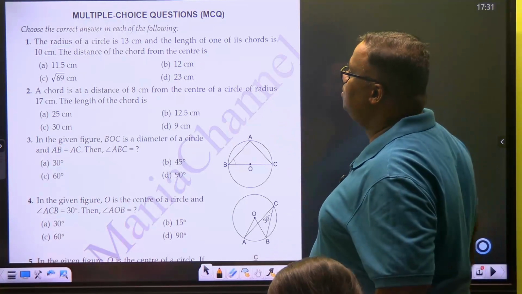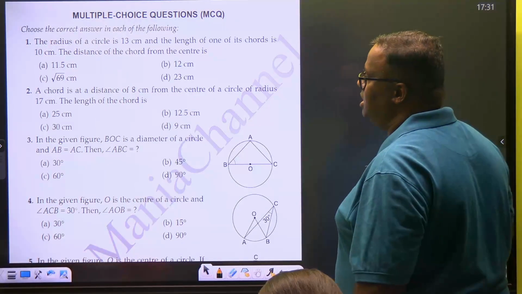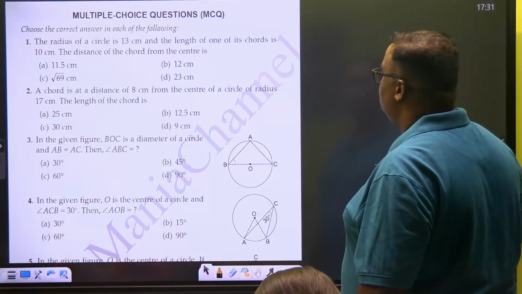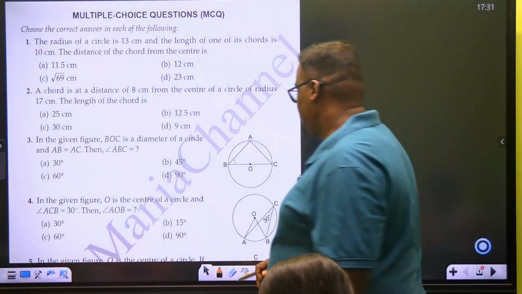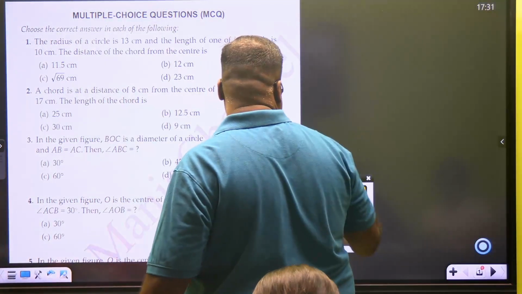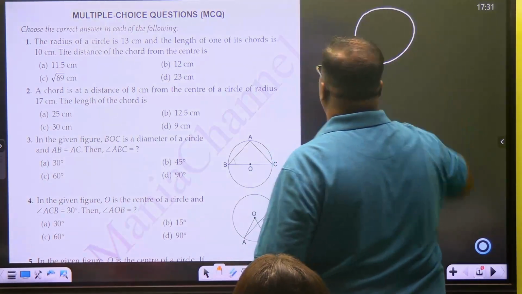So we have a radius of a circle which is 13 centimeters and the length of one of its chords is 10 centimeters. So what should be the distance? How will you find this out? What should be the distance? Okay. And this will test whether you have studied or not. So my first question is something like this.